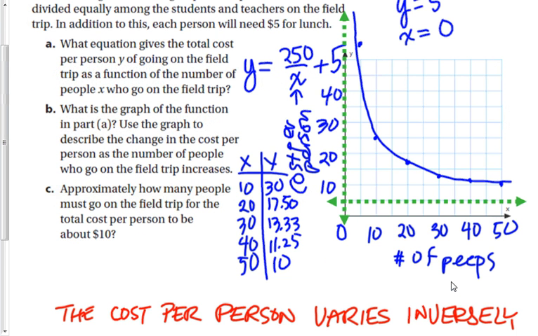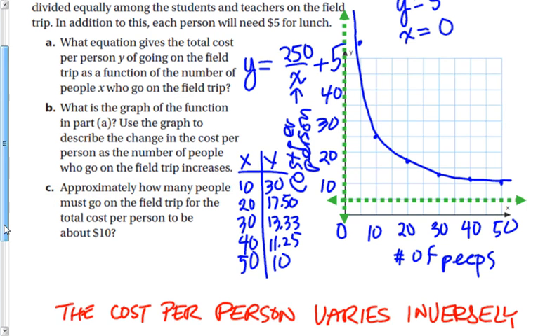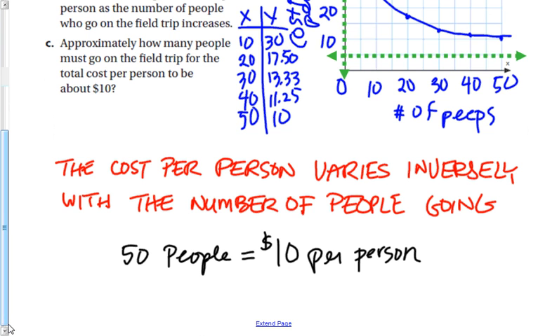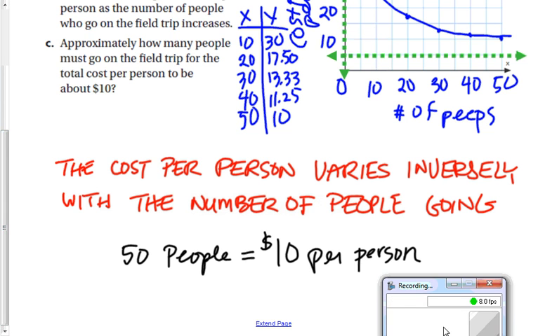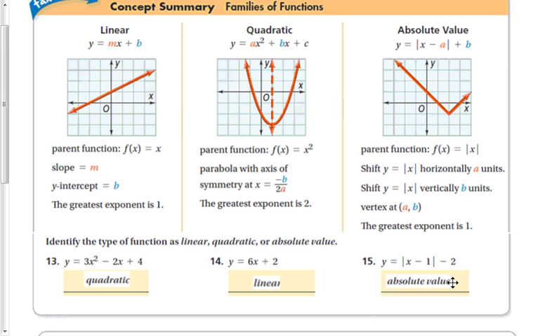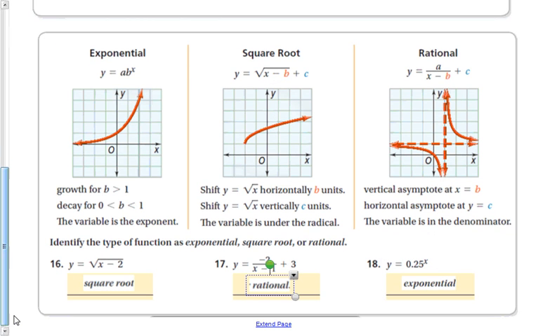So I went ahead and graphed this, and we can see that it's an inverse variation going on here. So the cost per person varies inversely with the number of people going, and if 50 people go, it costs about $10 per person. Go ahead, you try that. All right, go ahead and do the lesson check, and we'll talk more about this when we do class next time.